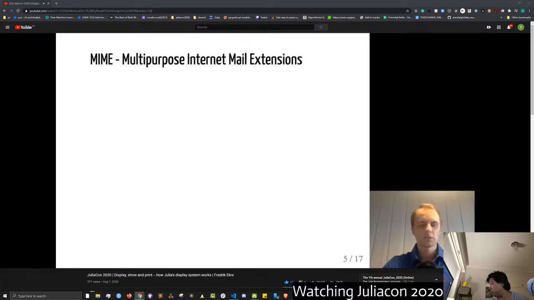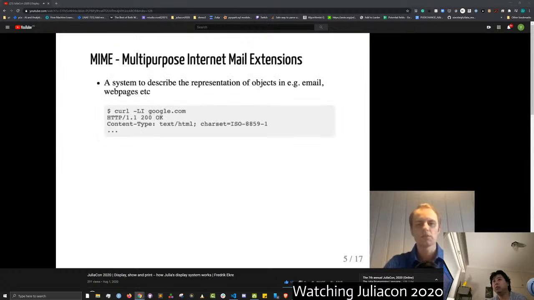So I just want to mention what MIME means, because you will probably hear it a lot in this talk. MIME stands for Multi-Purpose Internet Mail Extensions. As you can see from the name, it was originally used for email, but it's essentially a system to describe the representation of an object. So for example, in email and web pages and so on.